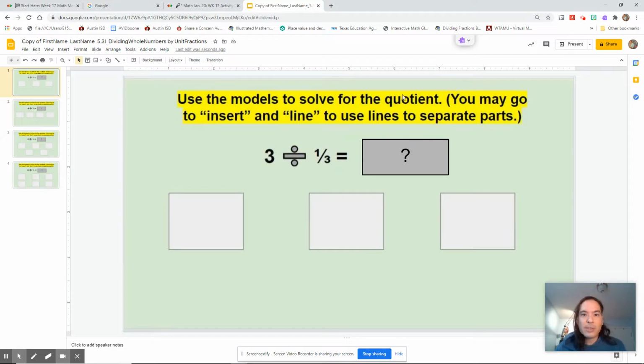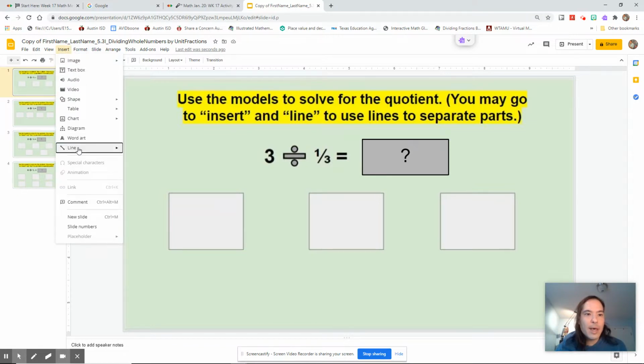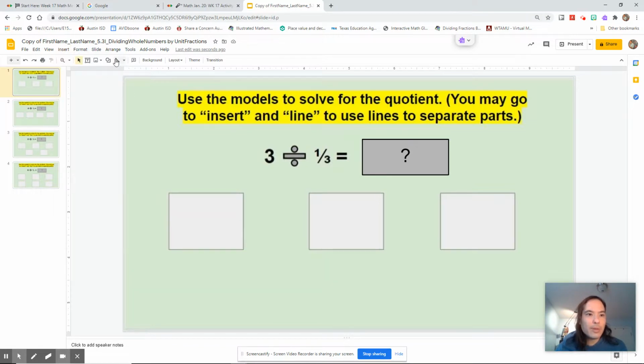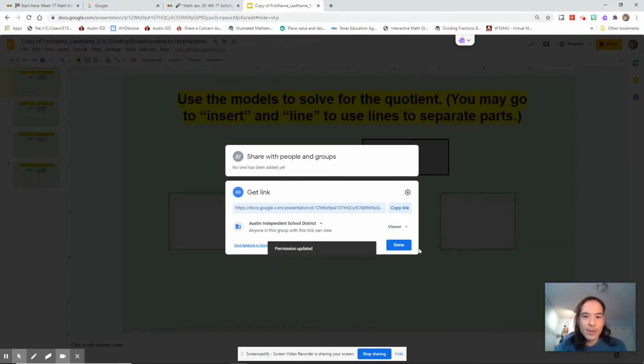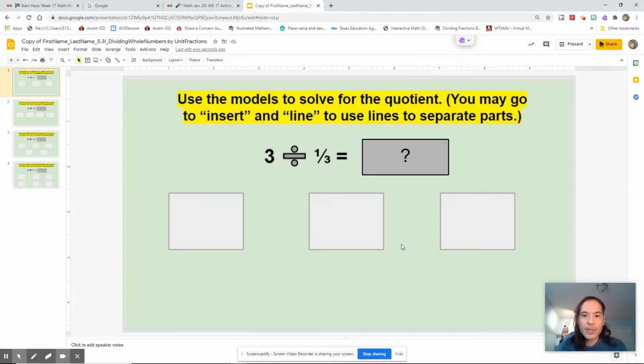Use the models to solve for the quotient. You may go to insert and line, right there. I think you can also use just this. Line is right there. All right. So what we're going to do is take this, this is candy bar math. This is me changing it to AISD share settings, just so I don't forget. So make sure yours is on AISD share settings.